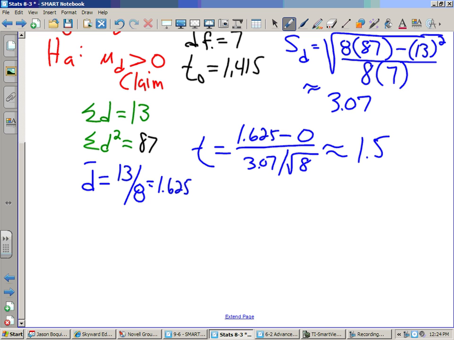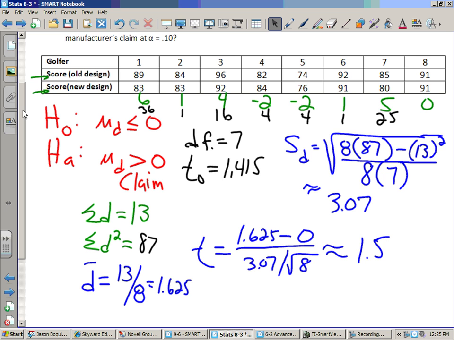Wow, that was a lot. And let's face it, the standard deviation was the hardest part, because look at all these things you have to find. You have to find d bar, the sum of d squared, the sum of d, all this stuff. And the sum of d squared is the biggest pain in the bunch. Boy, there's got to be an easier way.